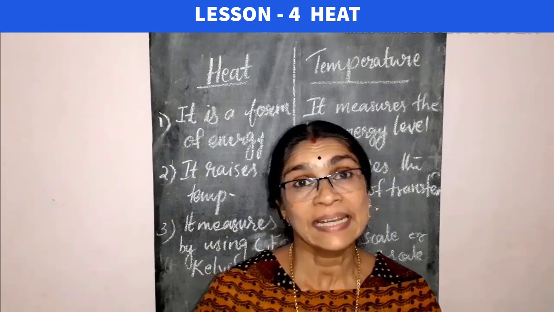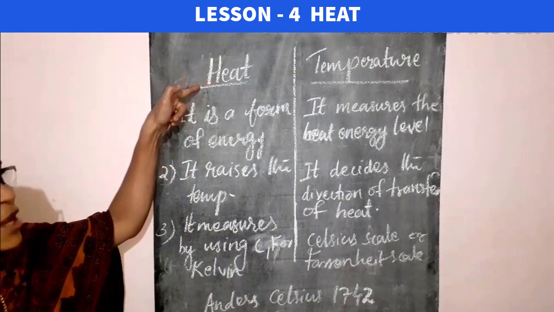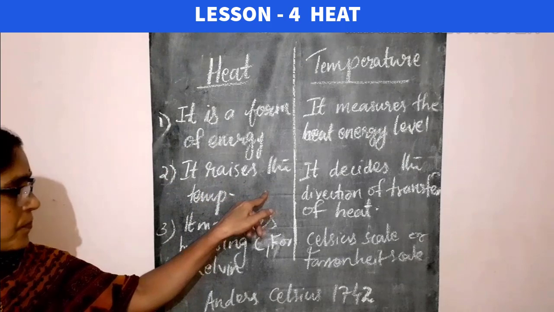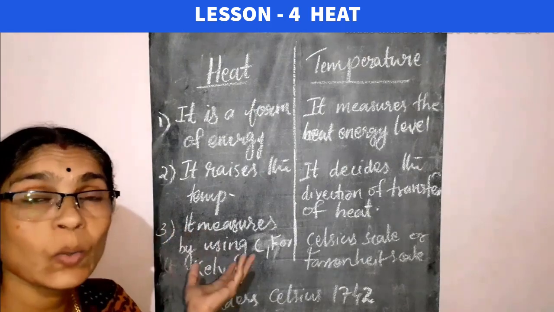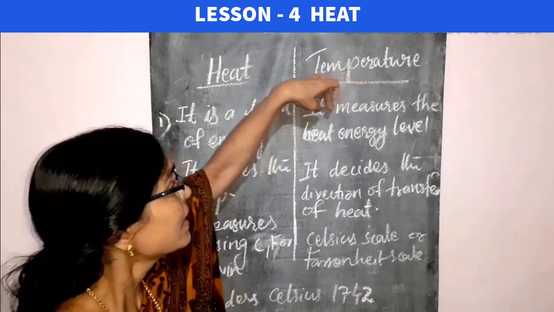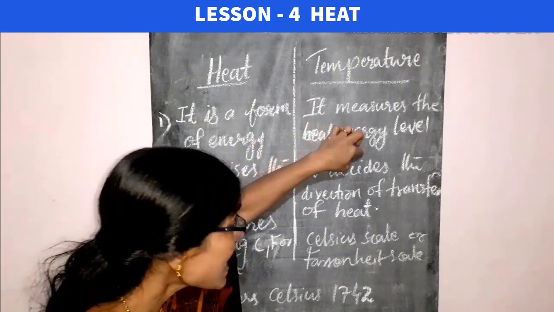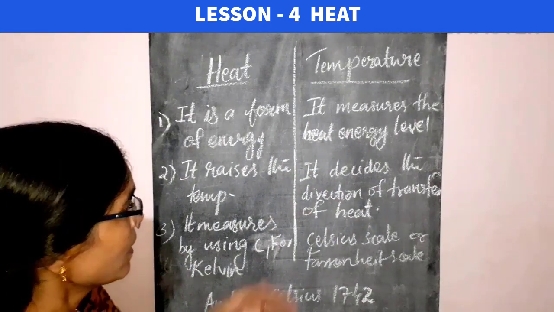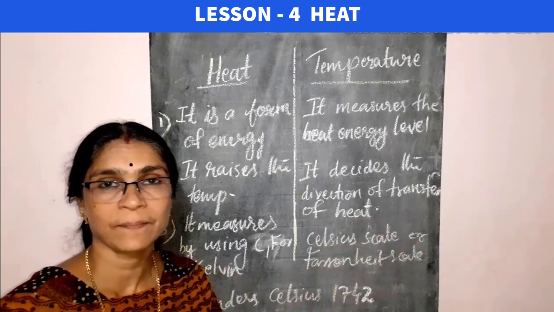How can we differentiate heat and temperature? Let us look. Heat is a form of energy. It raises the temperature of the body. It is measured using the Celsius scale, Fahrenheit scale, or Kelvin scale. But temperature measures the heat energy level of a body. It decides the direction of transfer of heat in a body. We can measure temperature by using the Celsius scale or Fahrenheit scale.